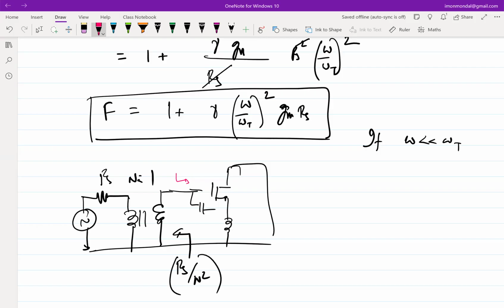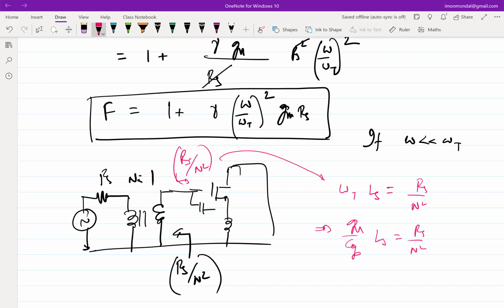Yeah, right. So here you have to ensure that this matching is RS over n squared, which means you have to ensure that omega t times LS is equal to RS over n squared, not RS, right? So you can still do this because this is GM over CGS. LS is equal to RS over n squared. So you ensure that your LS is whatever. LS is originally RS over n squared omega t, right? So this is doable. This can be done, not an issue. But it is a handle that you should be aware of.